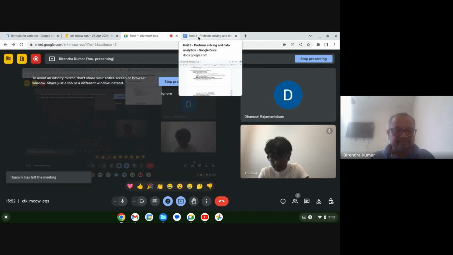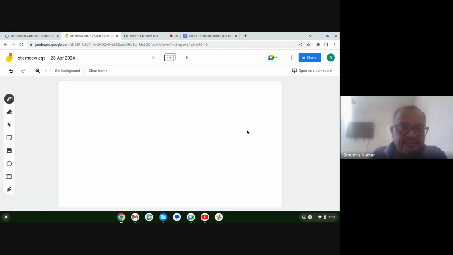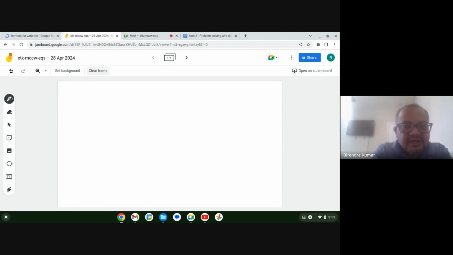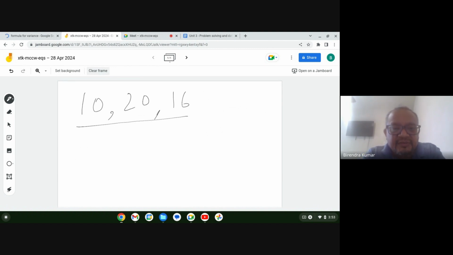So range is fine. Variance is the data minus the mean, divided by the number of values, and then the square of it. So let's look at it this way. Let's say you have 10, 12, 20, and 16. If you have to find out the variance, first thing you have to do is find out the mean of these numbers. What is the mean here? 20 plus 16, 36 plus 10, 46.